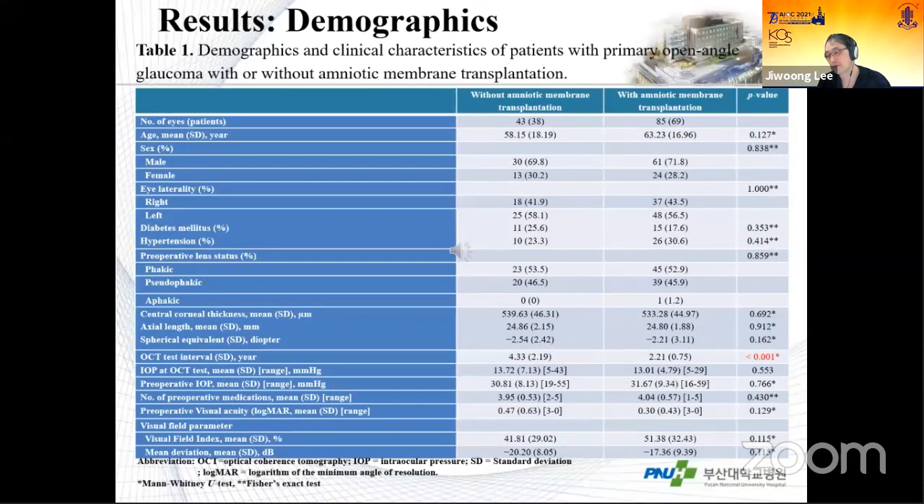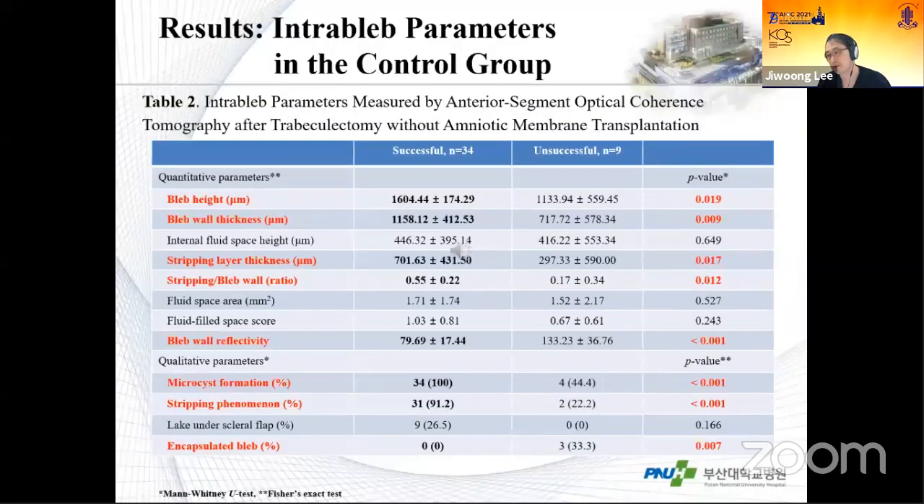There was no significant difference in demographics and clinical characteristics between the two groups except the OCT test interval. When we look at intrableb parameters in the control group, we can see that bleb height, bleb wall thickness, stripping layer thickness, and stripping to bleb wall ratio were greater in the successful group than in the unsuccessful group, and microcyst formation and stripping phenomena were more frequent in the successful group, whereas bleb wall reflectivity was greater in the unsuccessful group and encapsulated bleb was more frequent in the unsuccessful group.